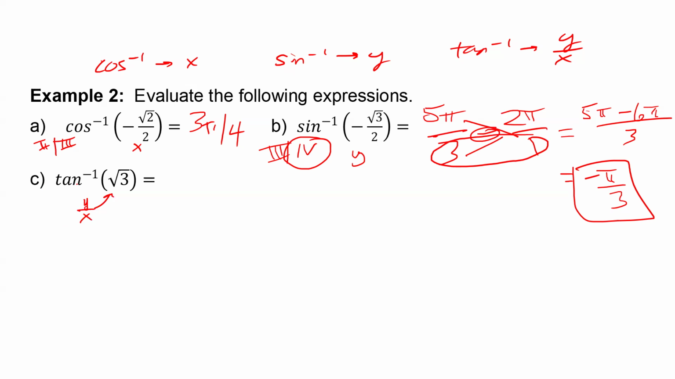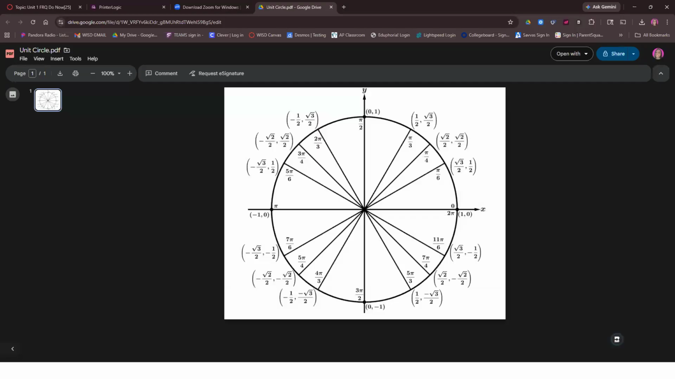Tangent is positive in quadrants 1 and 3. However, the inverse is only active in quadrant number 1. So our answer lies in quadrant number 1. Let's look at this. In quadrant number 1, you have two options that are possible to make that. These are my two options, pi over 6 and pi over 3.